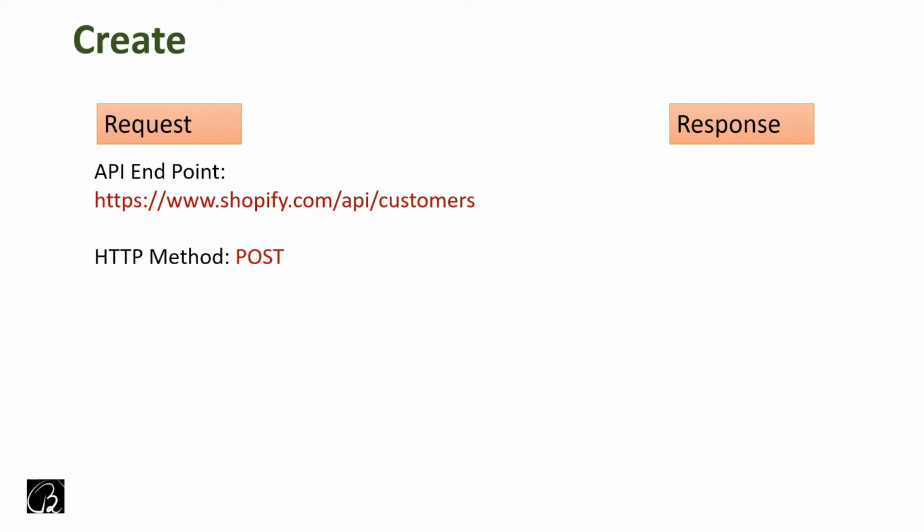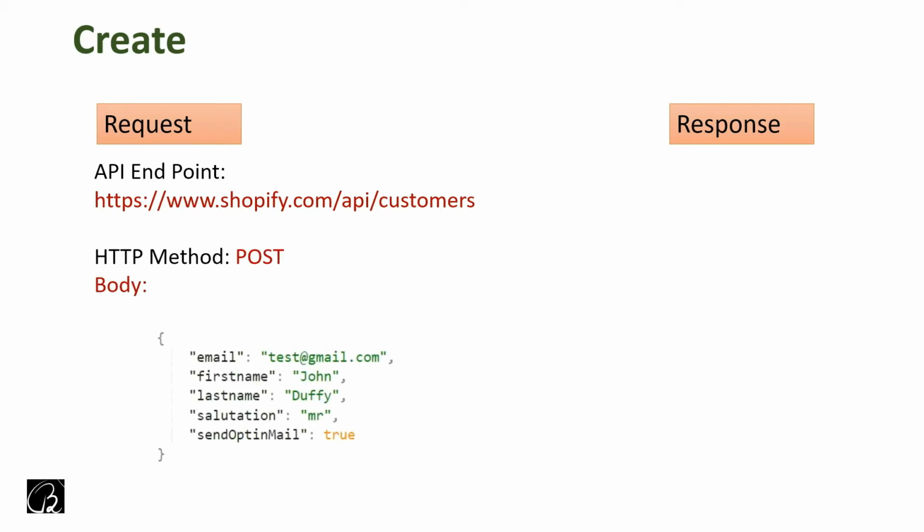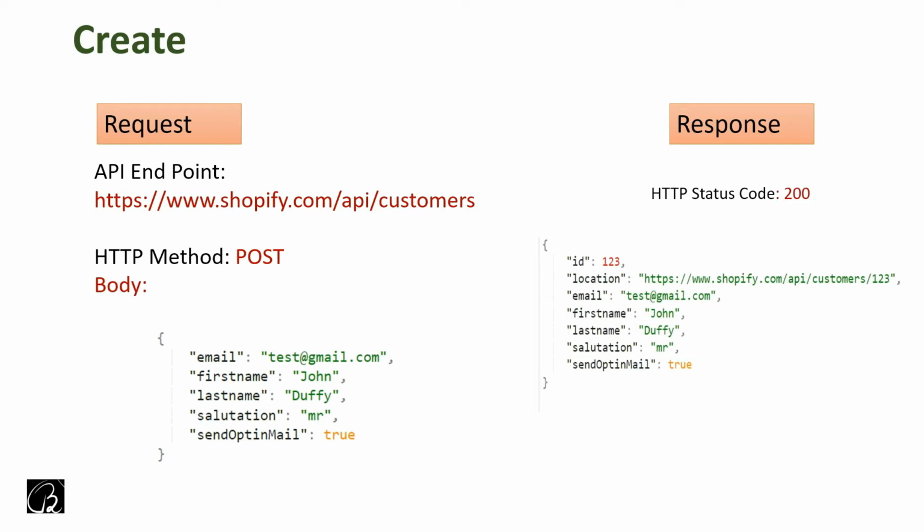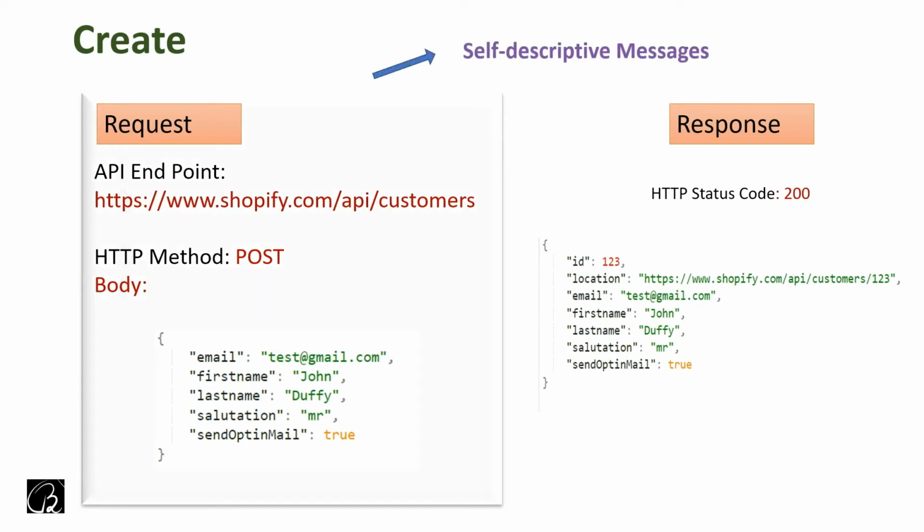And also we need body, like what data we want to create or store in the server. And this is the data in JSON format that we are sending, like email, first name, last name, and so on. So after sending this request to server, we will get a response something like this. And this is the response data, let's say. So here we can observe one unique ID is created for this customer, and that is 123. So using this ID, we can fetch the information about the customer. So this entire message in this request in REST, we can call it as self-descriptive message.